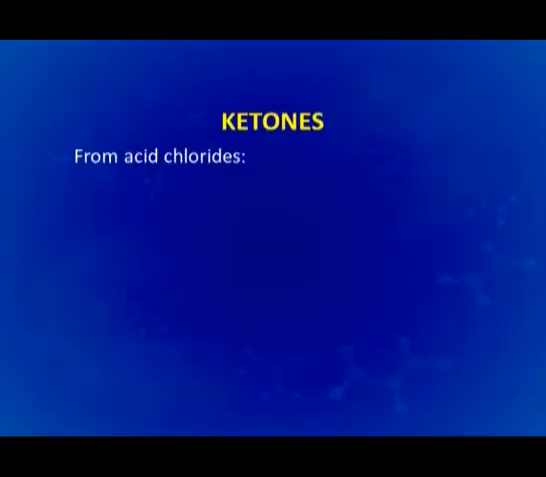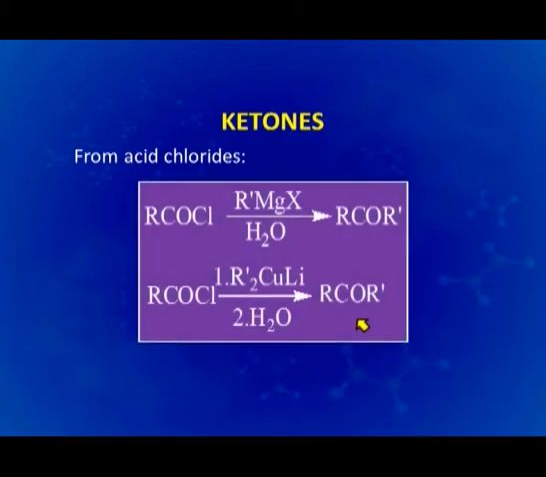And the next preparation is ketones from acid chlorides. Acid chlorides on reaction with Grignard reagent, that is RMgX, followed by the protonation gives rise to ketone. And the next one is from the acyl chloride, which on treatment with dialkyl lithium cuprate followed by the addition of water gives rise to ketones. And the next most important as well as interesting synthesis of ketones is Friedel-Crafts acylation.